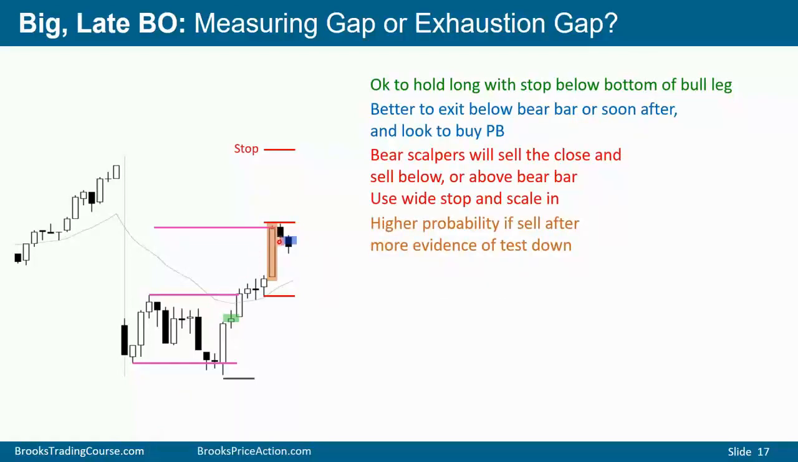I said not a high probability short. We have a lot of bull bars in a very tight channel. Higher probability to wait to sell after we see 3 or 4 bear bars or after we see a new high and a reversal down.